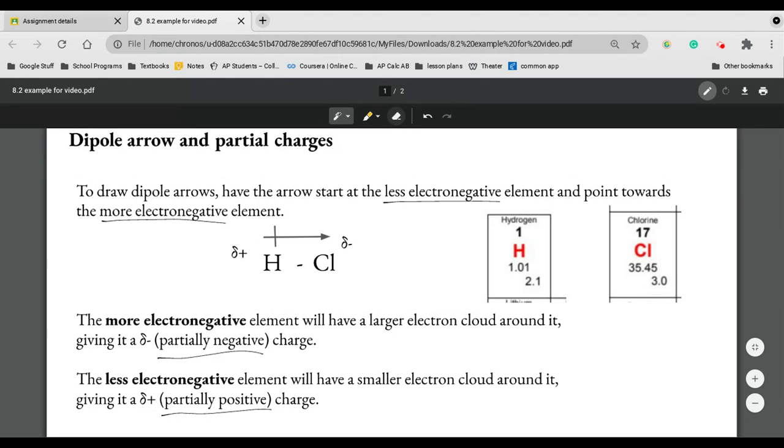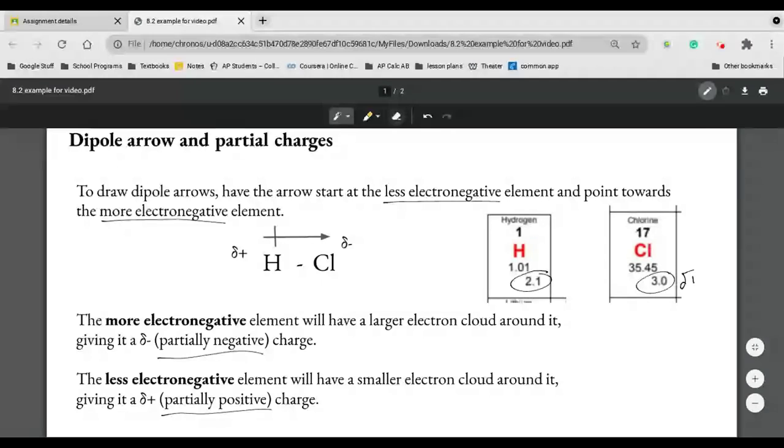So how do we know which element is more electronegative? Well, in the bottom right-hand corner of each little square on your periodic table, there's a little number that tells you exactly what the electronegativity is. And the higher the number, the greater the electronegativity is. And so with our example here, chlorine with an electronegativity of 3.0 is more electronegative than hydrogen, which has an electronegativity of 2.1.